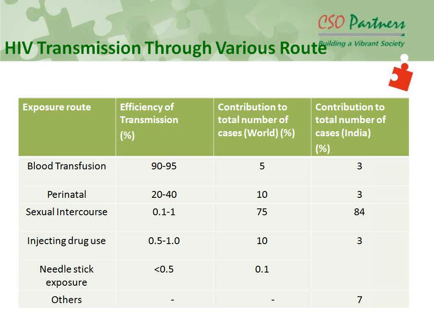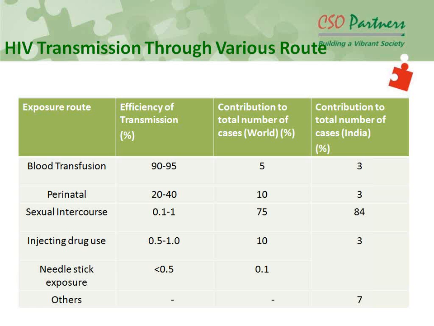If you see the efficiency of transmission for blood transfusion, it is 90 to 95%. So if anybody receives infected blood, there is a 90 to 95% chance that the person will also get infected. Now, if you look at the contribution to the total number of cases through blood transfusion, it is only 5%. So only 5% of infected people get the infection through blood, though blood is one of the most efficient ways of contamination. In India, it is only 3%.